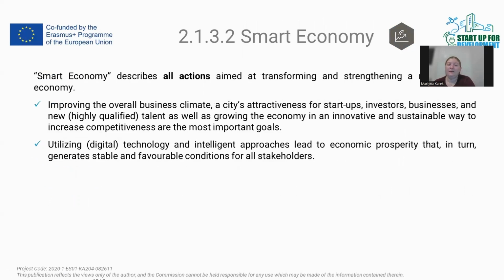Smart economy, like I said, describes all the actions to transform and strengthen the municipality's economy. So it is connected, of course, to the climate, to the city's attractiveness for startups, investors, businesses, and so on. It all has influence on a city, whether it's smart or not.